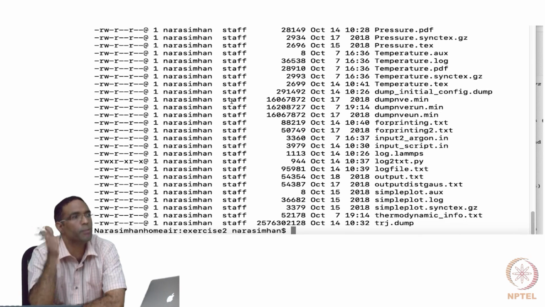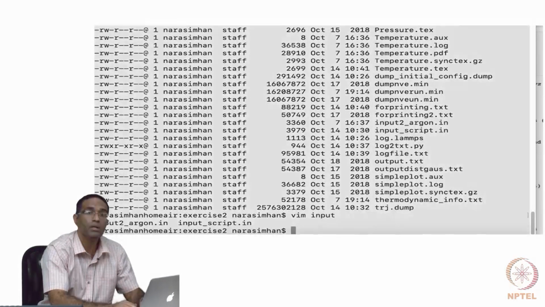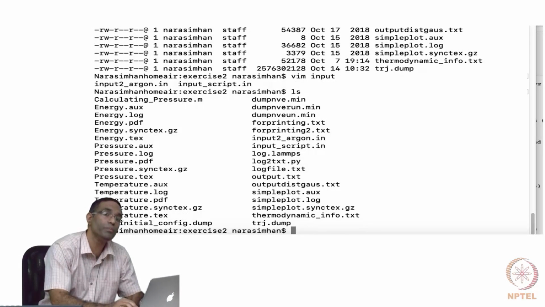It will keep running. It will not break out unless you explicitly tell it to break out. It is going to run for as many time steps that you have specified here. So let us take a look at that input script once again. So yes, or it should continue to pump heat so as to maintain that temperature.